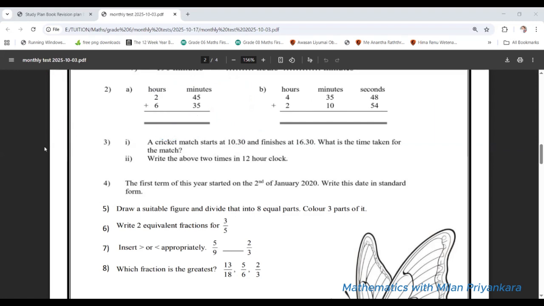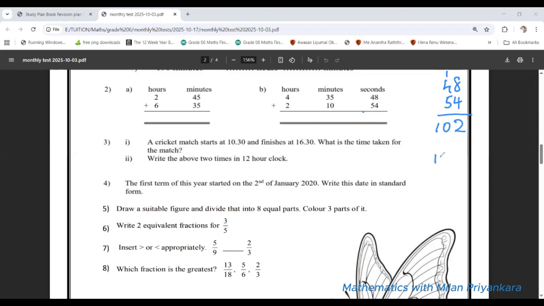And in this case, seconds, right? 48 plus 54. Whenever you get this kind of thing, please use your rough sheets and do the work. Let's see, 8 plus 4 is 12. Then you write 2 here, and 1 carries. 1 plus 4 is 5. 5 plus 5 is 10. Then you have 102 seconds.